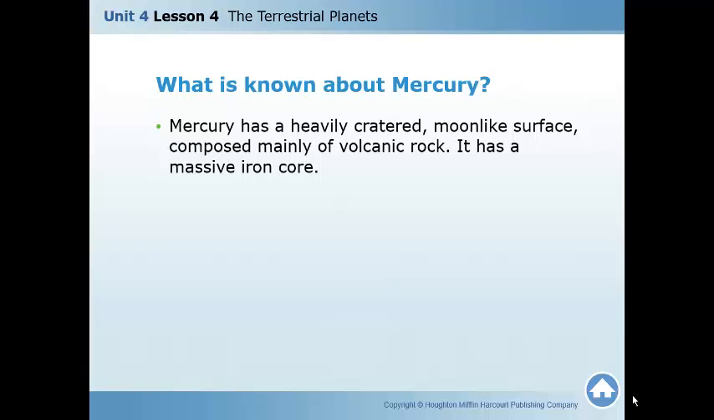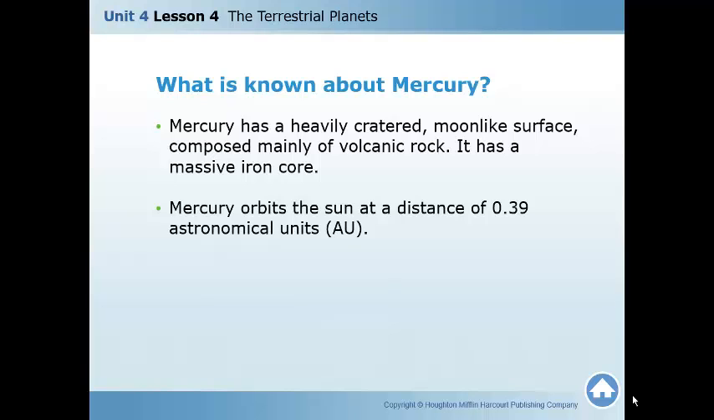Let's start with Mercury. Mercury is heavily cratered. It has a moon-like surface. It's made up mainly of volcanic rock, and it has a very large iron core. So the center of it is made up of iron, and it has a large inner core. Mercury orbits the Sun at a distance of 0.39 AU, or astronomical units.